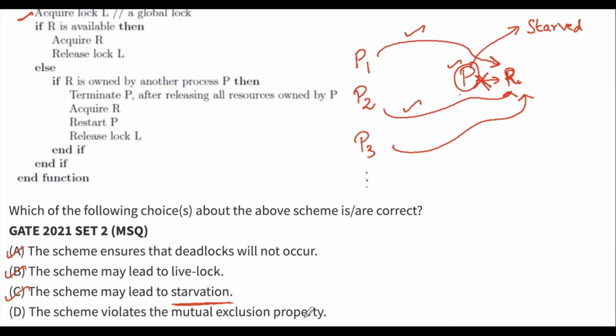Now, this scheme violates the mutual exclusion property. Since there is a lock variable, it guarantees mutual exclusion. Only one process can be in the critical section at a point in time. That is mutual exclusion. Since there is a lock, this scheme does not violate mutual exclusion. Only one process can get inside, acquire the resource, and then release the lock. No two processes can have the same resource to proceed. So it guarantees mutual exclusion. The option that the scheme violates mutual exclusion is not right. So A, B, and C are the right options here.